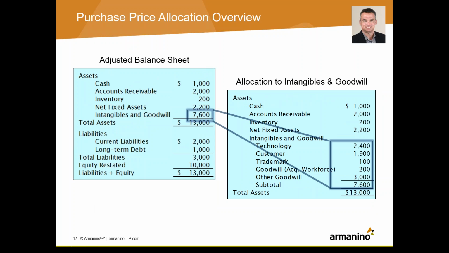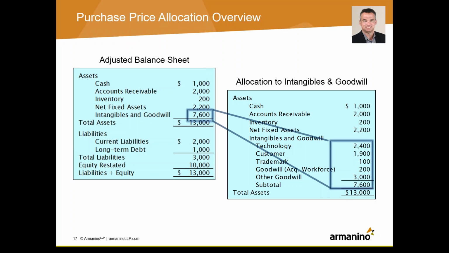Okay, now we're going to break out intangibles and goodwill. So we're just looking at assets on the right-hand side there, and you have the usual tangible assets. That doesn't change. What does change is that post-acquisition, we've added to the acquirer's, to the buyer's balance sheet, three specific identifiable intangible assets: technology, customer relationships, and trademarks, trade names.